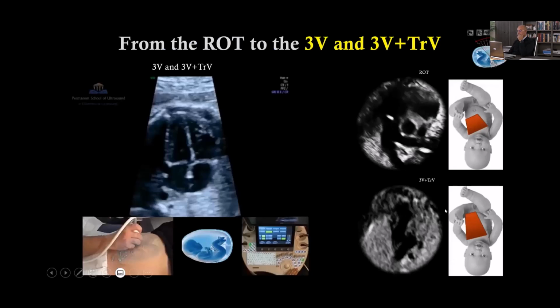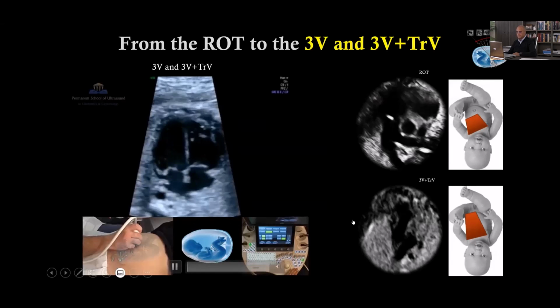Here you can see the methodology to get the three-vessel and trachea view. And as you can see here, I suggest to start from the right outflow tract, because now we are able to get the right outflow tract. So starting from this scanning plane, you have to tilt the transducer a little bit more, increase the inclination toward the fetal head, but you have to reduce a little bit the rotation to the left shoulder.